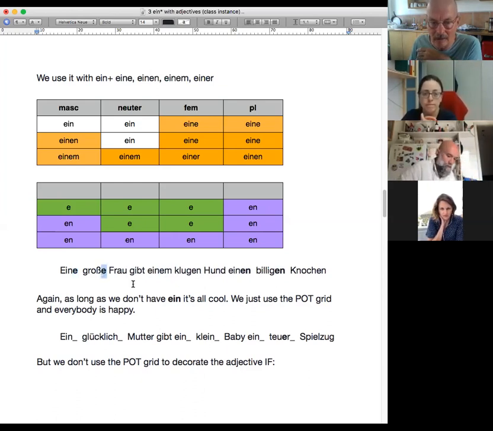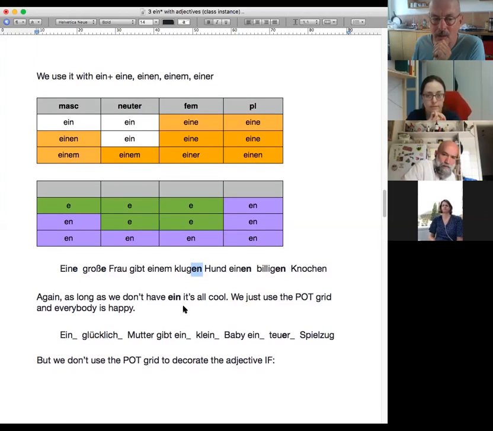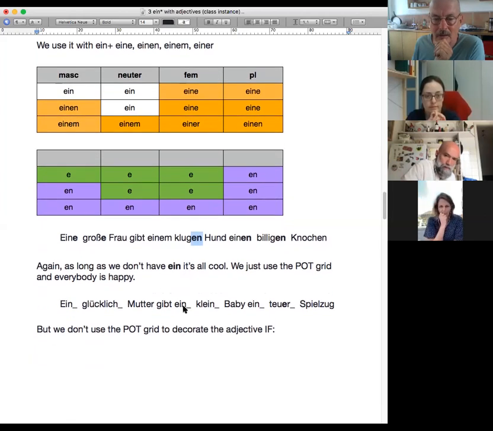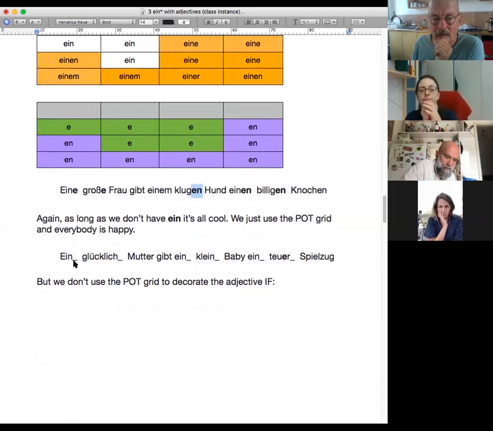You don't have to worry about the grids. This einem, that means it's row three. If it's row three, it's always klugen. Again, as long as we don't have ein, it's all cool. We just use the pot grid and everybody's happy. We do it again. Who wants to do it? Jamie.